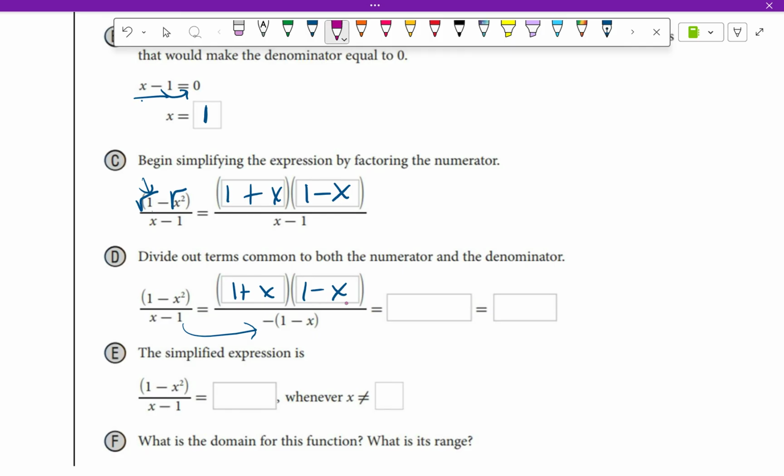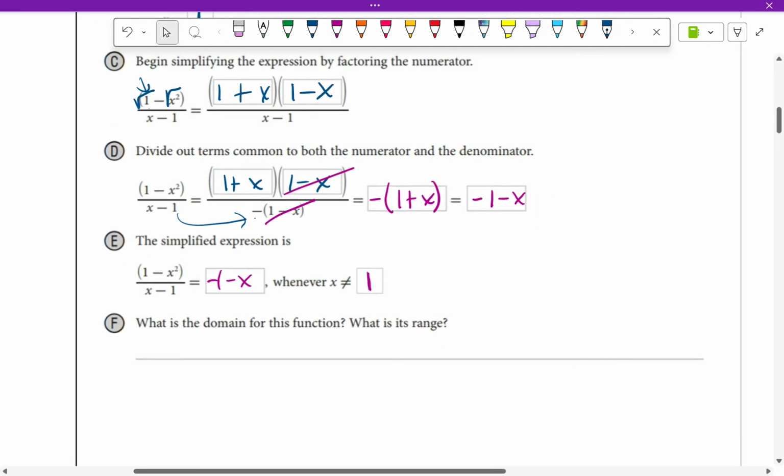What can I do with the x minus 1s? They cancel, right? And then this division comes up here. So it would be written as negative 1 plus x, or negative 1 plus or minus x if I distributed the negative through. So the simplified, this is a lot. This is why I don't like the textbook sometimes. Lots of stuff repeated and repeated. So the simplified expression is this whenever x does not equal 1.